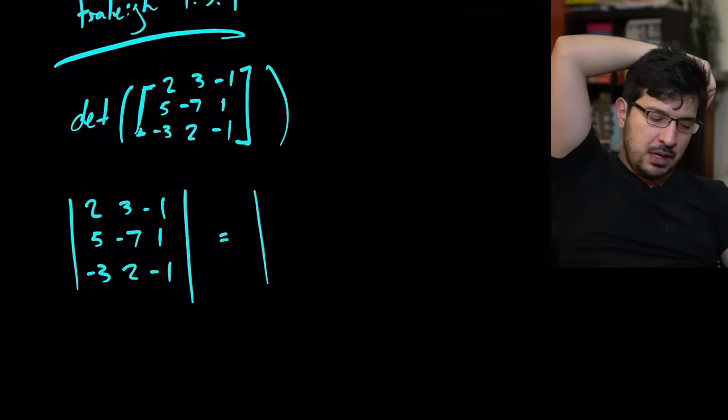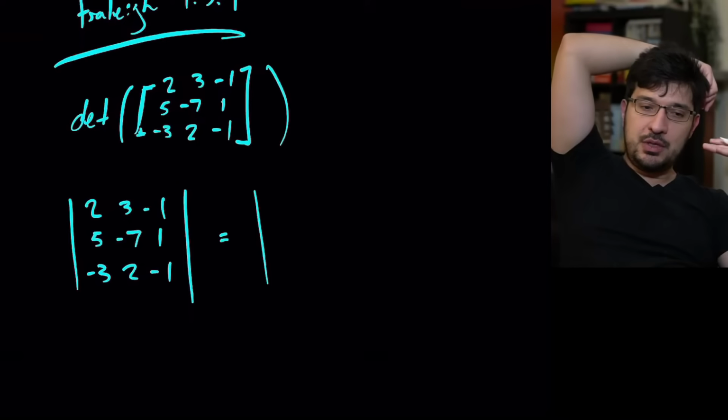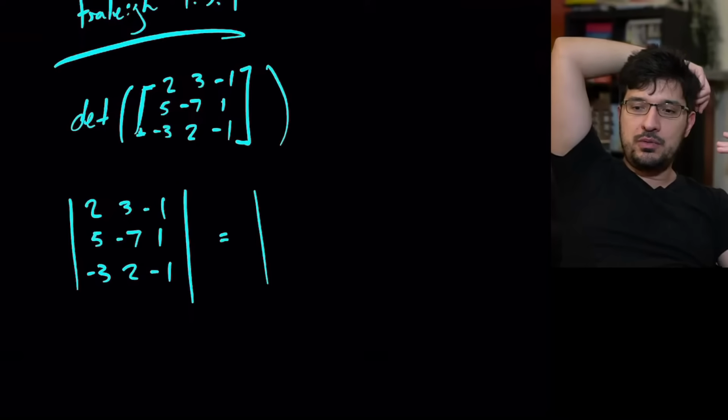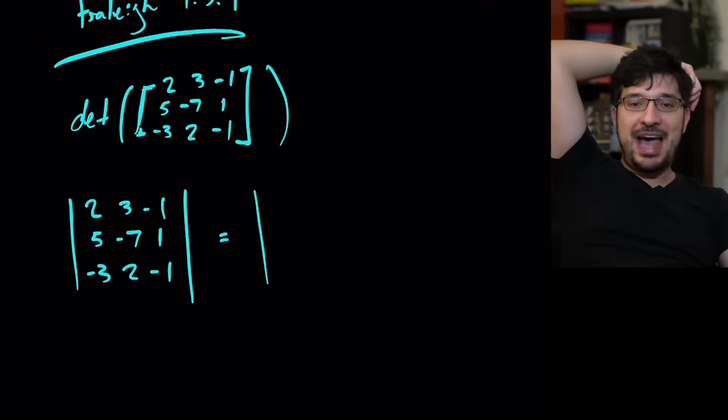All right, so a property of the determinant is that you can add and subtract rows to one another, and it will keep the same value of the determinant, which is neat.